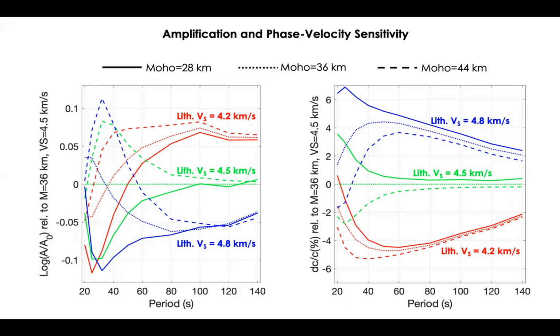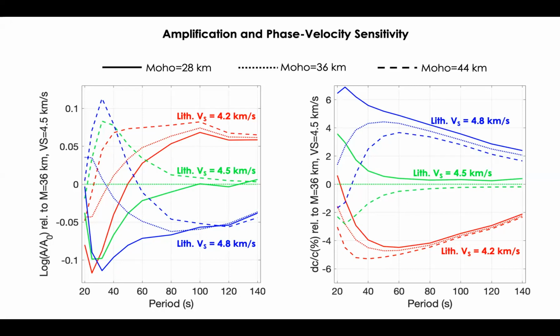The phase velocities on the right show a dominant control by lithospheric VS. The blue, green, and red curves are really well separated from each other at all periods greater than 35 seconds. And the effect of the crust only really becomes important at shorter periods.